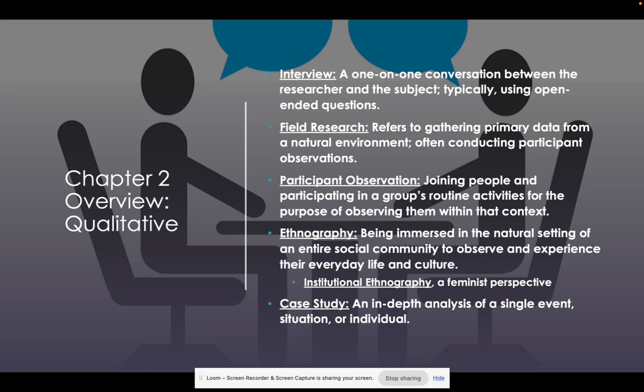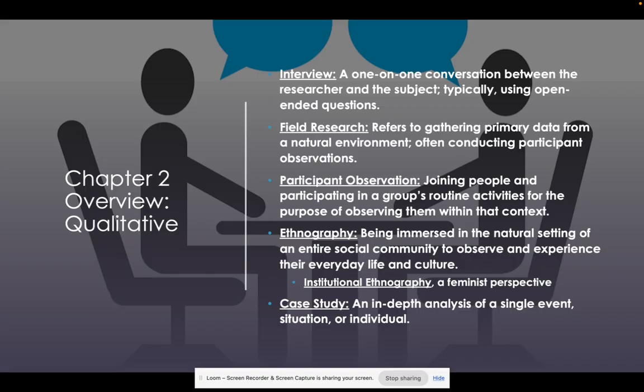Chapter 2, overview, qualitative data. So again, I mentioned earlier that interviews are sort of the most common thing people think about, which is a one-on-one conversation between the researcher and the subject, typically using open-ended questions. Now, there are different types of interviews, just like there are different categories within quantitative research. But for our purposes, as long as you know how to define an interview, you should be in good shape for assignments.